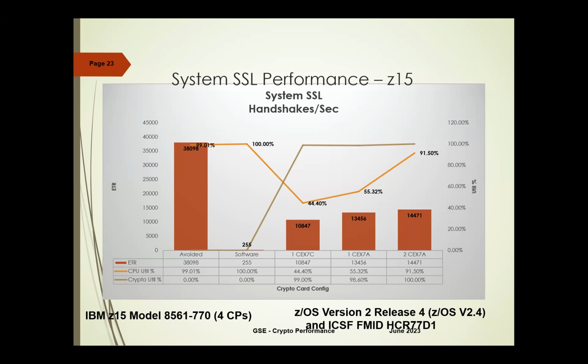Now, I want to point out on this chart that on the Z15, if I have a coprocessor, I could do just under 11,000 handshakes per second. If I convert that to an accelerator, I can do a little bit over 13,000 handshakes per second. So roughly a 25% improvement by converting a coprocessor to an accelerator.